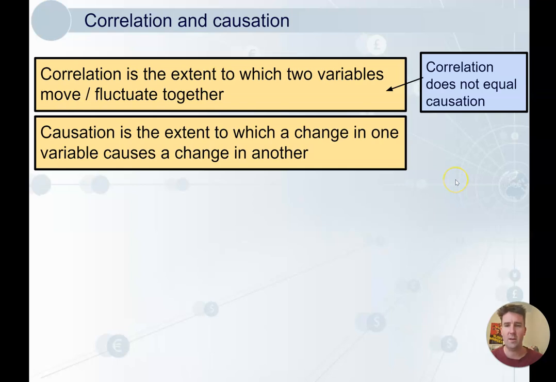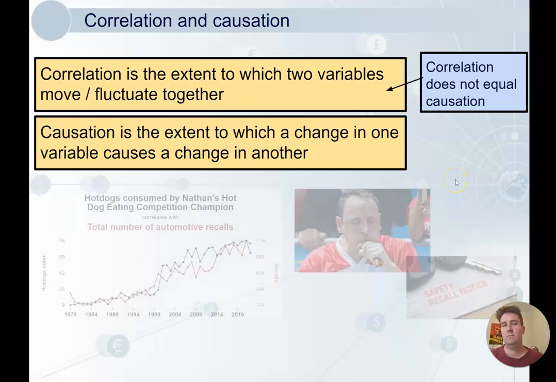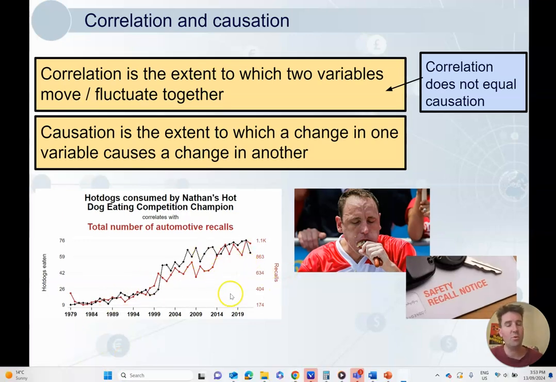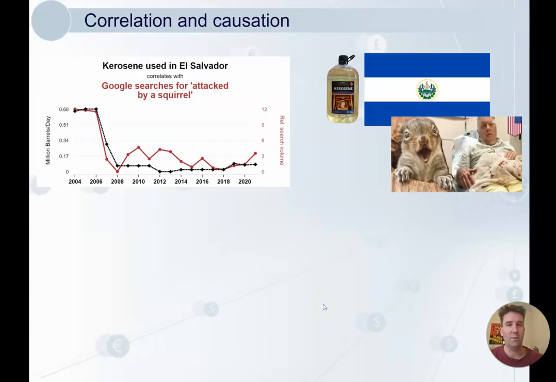There's a guy who runs a website, and what he finds are weird correlations. He sifts through data. I'm not actually sure how he does it, but he found hot dogs consumed by Nathan's hot dog eating competition champion correlates with the total number of automotive recalls. That's when a car gets recalled because it's not safe, right? They've clearly got nothing to do with each other, but when he's plotted the data against each other, they're correlated. But there is no causation here. So correlation does not equal causation. And just for fun, I'll put another one in. Kerosene used in El Salvador correlates with Google searches for attacked by a squirrel. So clearly nothing to do with each other. There's no causation there, but there is a correlation.